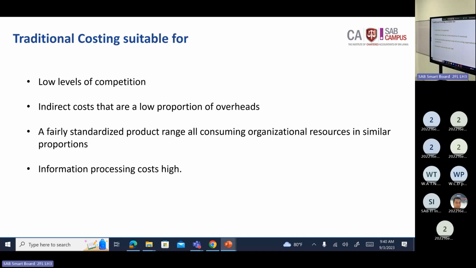You can just read this and reproduce it at the examination, but you should know why we say that traditional costing is suitable for a low level of competition. When the competition is less, why do you say that traditional costing is suitable? Now think about the other case: if the competition is high, then you have higher competition.